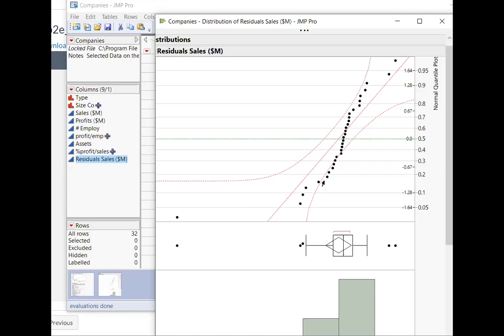So you can see how many of them are outside. We want to see 95% of them inside the boundaries, inside the upper bound and lower bound. So let's see, 1, 2, 3, 4, 5, 6 of them are outside. So 6 out of 32, that's more than 5%. So this is telling me this data is not normally distributed.